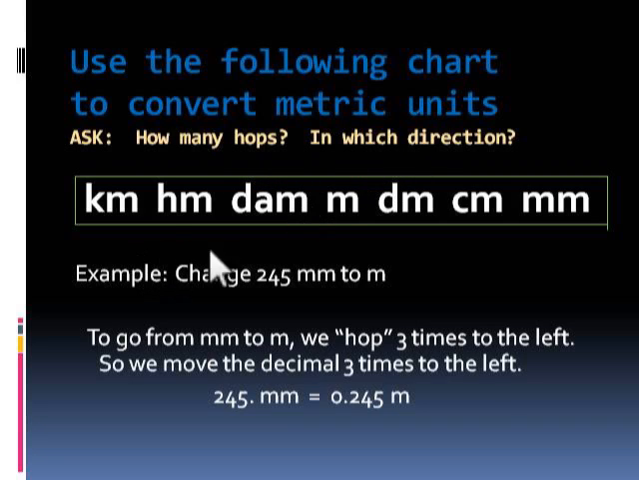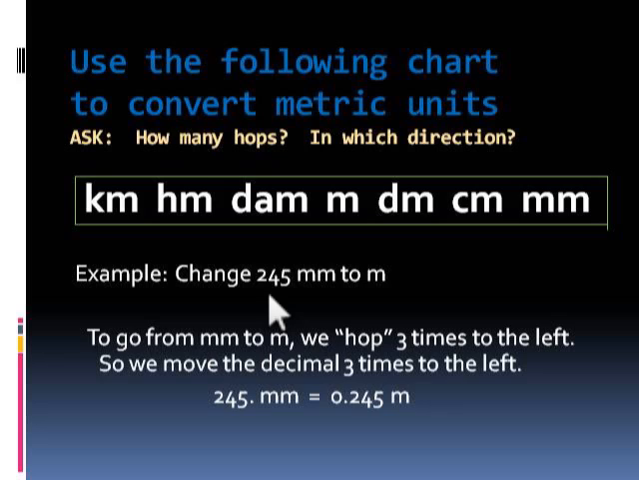You'll notice we're using the same chart that we had on our first video. This is the one for meters. And the easiest way to do this is with an actual example, so we'll just jump right in. Instead of asking what power of 10 and should we multiply or divide, we're simply going to be asking how many hops and in which direction.